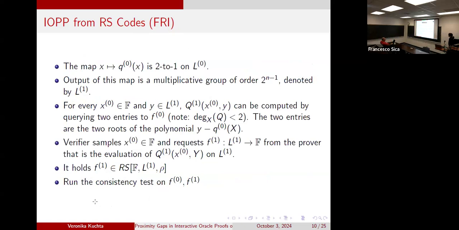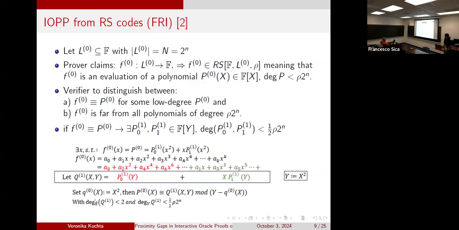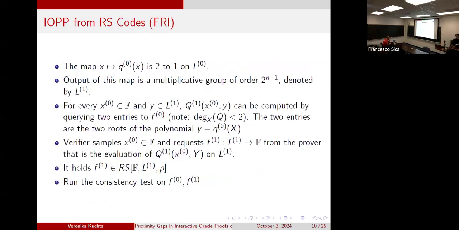Okay, so what can we say about the map which maps x to this polynomial Q0? Q0 is just defined as a polynomial which is equal to x squared, right? So this map is of course a 2-to-1 map on L0, and the output of this map is a multiplicative group of order 2 to the n minus 1. And we denote this output set by L1.